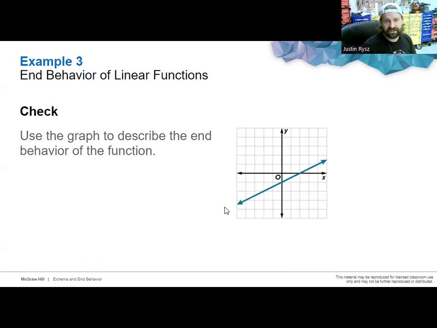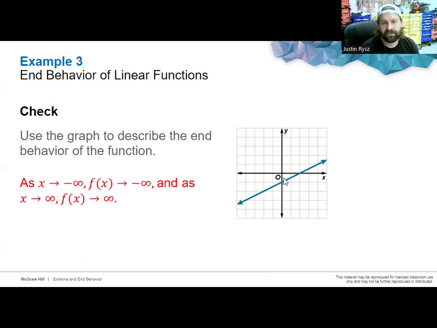So look at these graphs, see if you can write out the end behavior in the proper notation. Pause the video, give it a try. All right, so here we go. We would say as x approaches negative infinity, f of x approaches negative infinity. It is going down when we are going to the left. As x approaches positive infinity, we go to the right. Our f of x, or y, keeps going up, positive infinity.